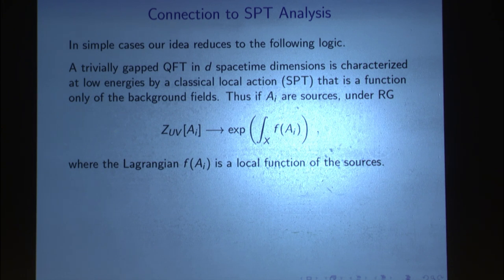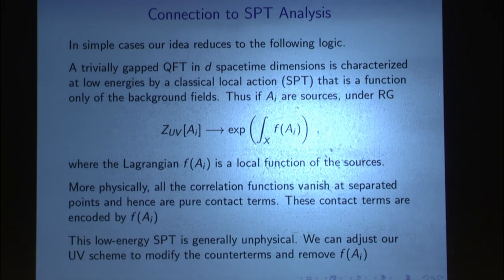So what am I saying in more normal language? What I'm saying is that the correlation functions at separated points are all 0. There's only contact terms, and those contact terms are encoded in this F here. OK, that's what I said here.